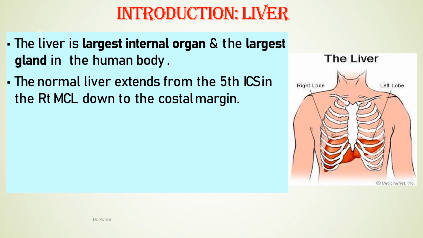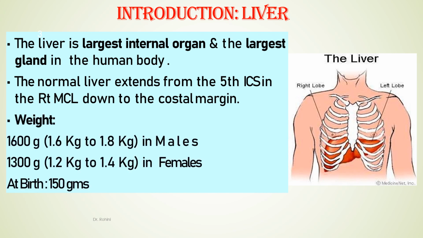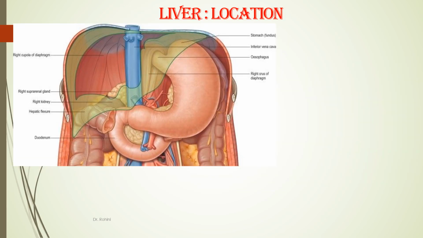Liver is the largest internal organ and the largest gland in the human body. The normal liver extends from the fifth intercostal space in the right midclavicular line down to the costal margin. Weight is approximately 1600 to 1800 grams in males and 1200 to 1400 grams in females. At birth, it is approximately 150 grams.